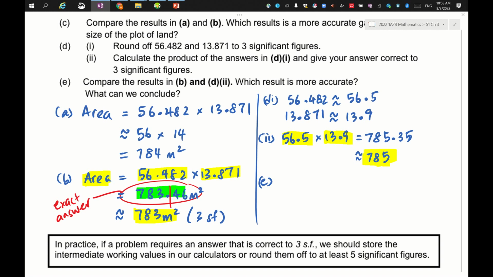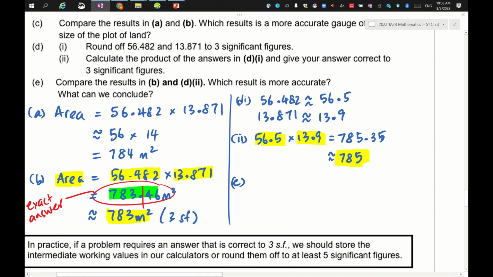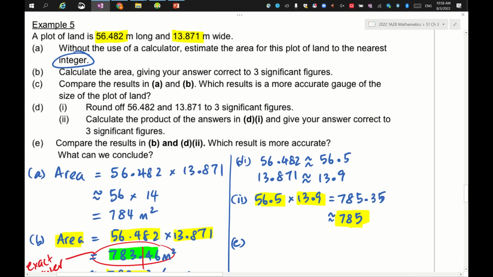We compare that with what we did in part D. In part D, we rounded off the exact values, 56.482 to become 56.5. When I round off at this part, we lose accuracy already, right? This 56.5 is not accurate anymore. When I take 13.871, I round off to 3SF, again not accurate. You take two numbers that are not accurate, you multiply them together, do you think your answer will be accurate? Logically, no. So we need to get this logic.